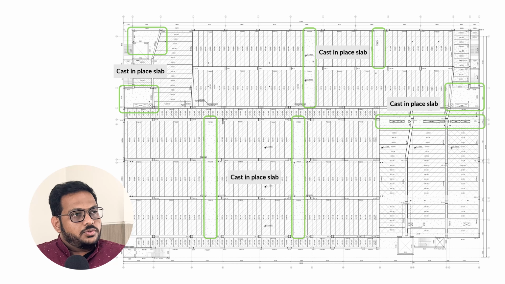So we had to change orientation. Where we cannot have the solution, we had to go for cast in place. The cast in place slab carries the load on both sides, a two-way kind of slab. Hollow cores are generally one-way slabs. For the cast in place, we went for a two-way slab there.